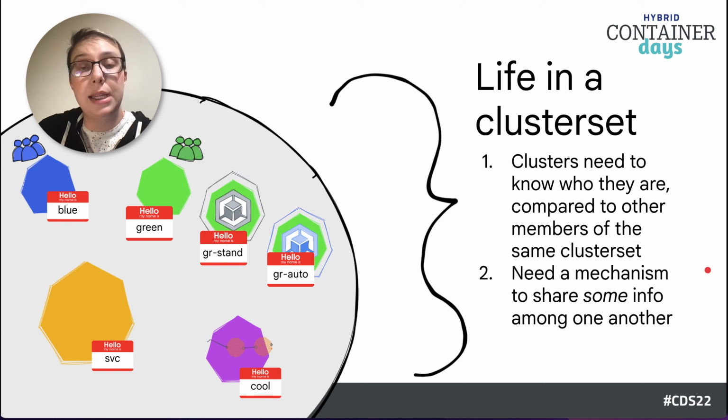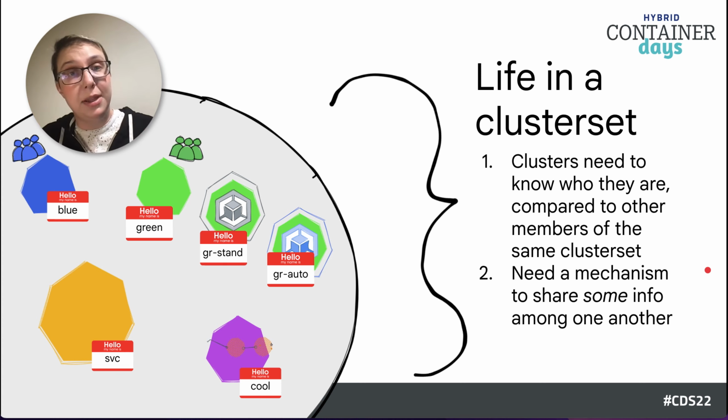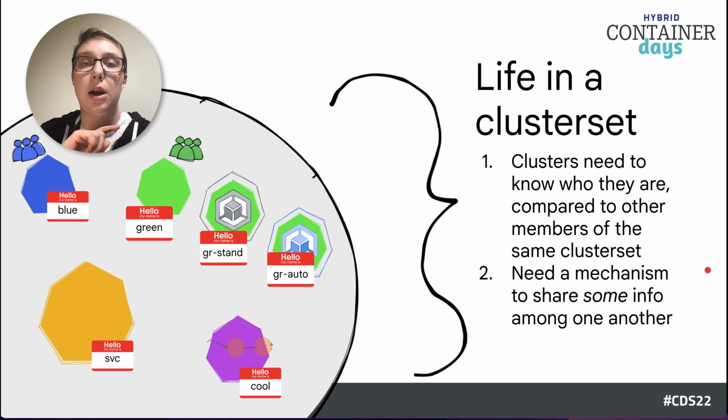And then the other thing that they need is some sort of mechanism to share some info among one another. So inside a cluster, one Kube API server, there's a bunch of information in there as Kubernetes objects, that is the basis of all of the knowledge that Kubernetes controllers can use to affect how the cluster schedules work or how different things are deployed. But once we want our clusters that all have different Kube API servers independently to be working together somehow, they need some way to share some information with each other.